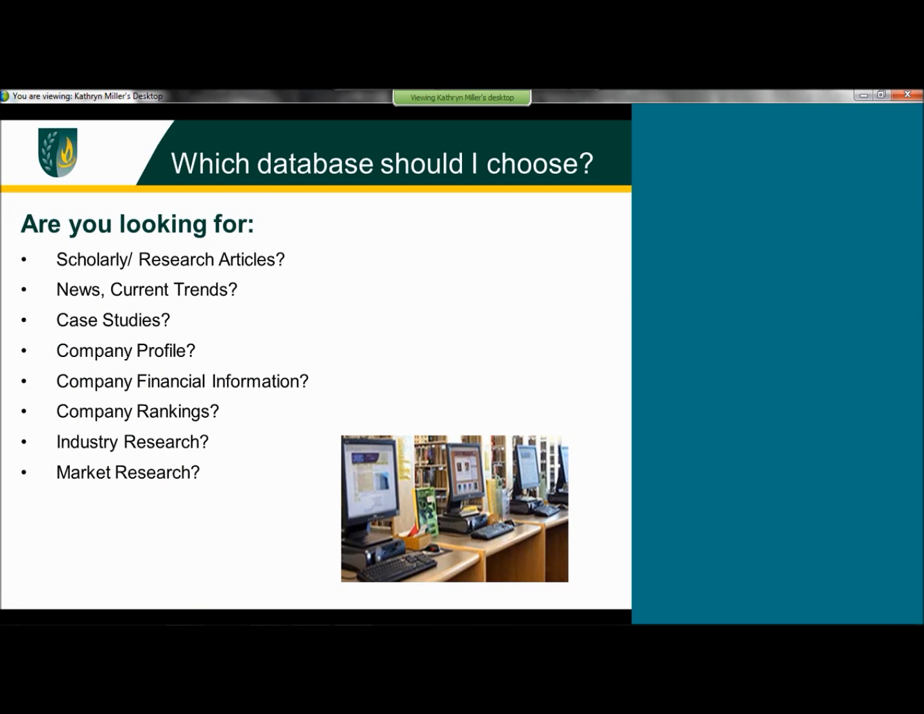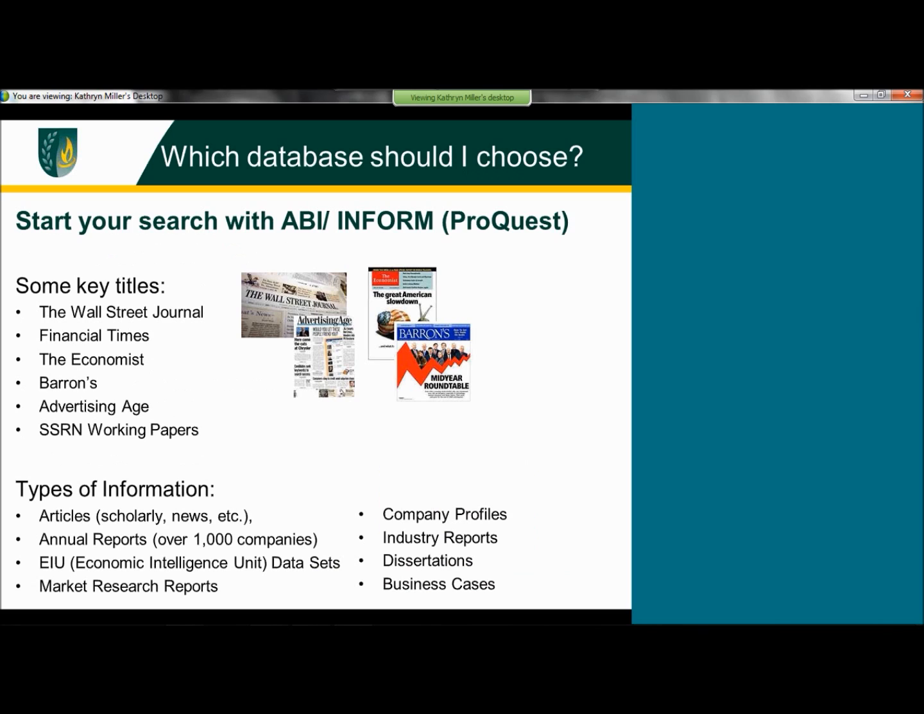Otherwise, if you're looking for scholarly articles for business, if you need case studies or company profiles, a really good place to start is the ABI/INFORM database in ProQuest. Again, you'll find that under Find Articles or under the business link. In this database, you'll find a tremendous number of articles, market research reports, company profiles, business cases, and dissertations. It's a very comprehensive database, and a really good place to start your search. It's also got some titles that are exclusive to this database, like the Wall Street Journal or The Economist.